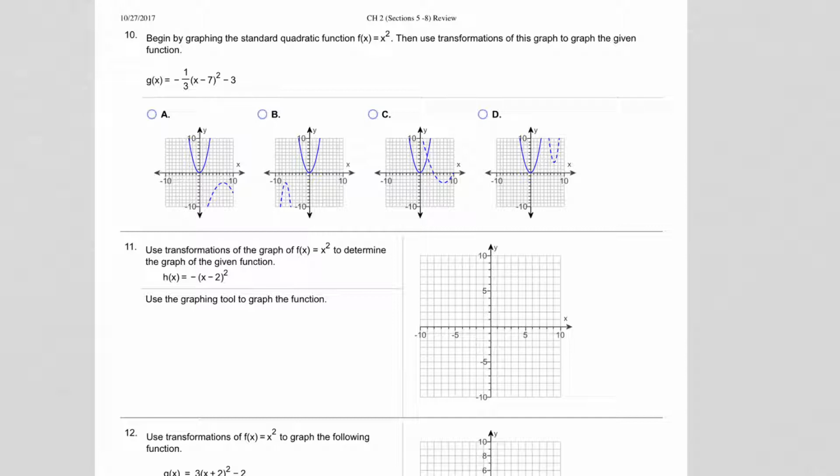Okay, so this one, we know it's going to be reflected over the x-axis right there. So it should be upside down, which means these two are out of the question. And then we know it's going to go to the right 7 and down 3. And the only one available for that would be this one. And as you can see, it looks wider. That's because this is a fraction right here.